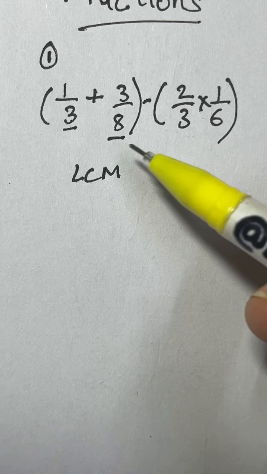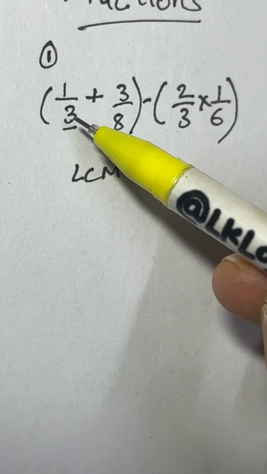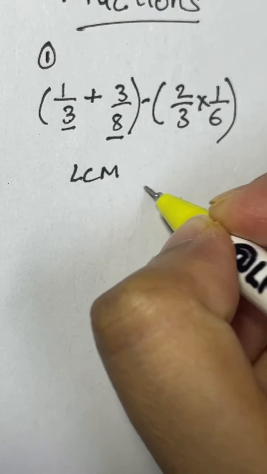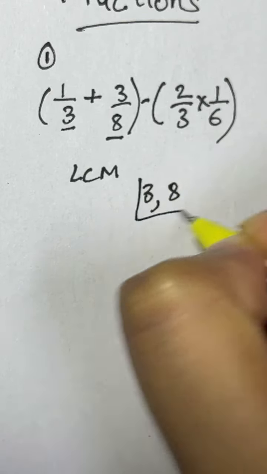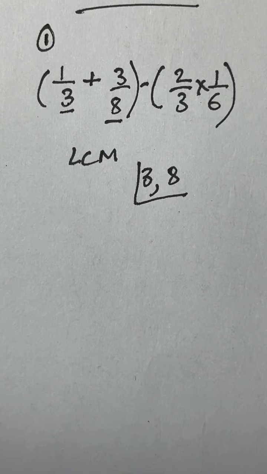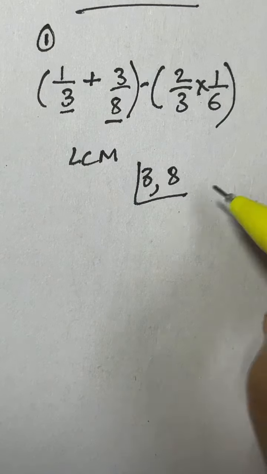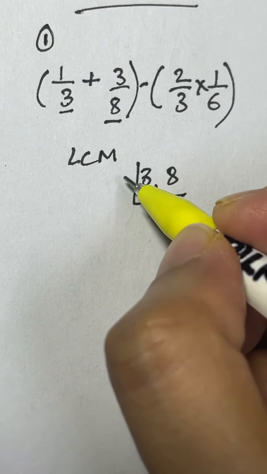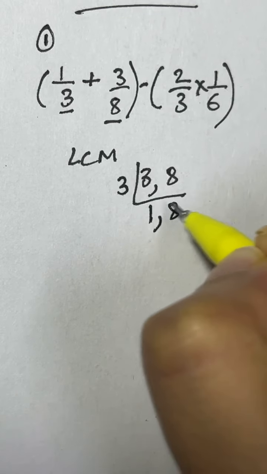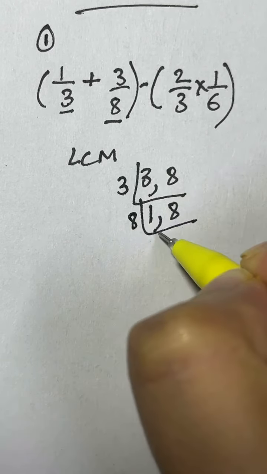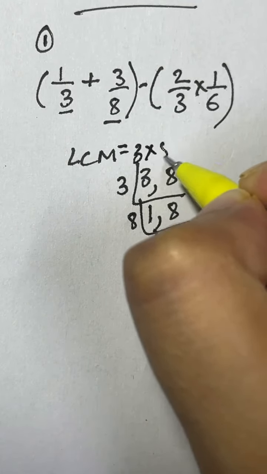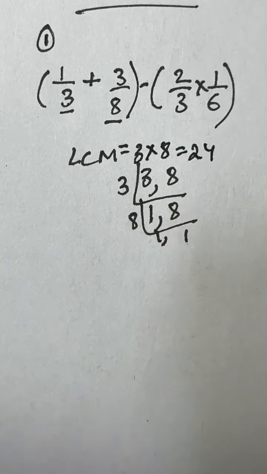Okay, now let's say the multiples of 3. Suppose now you can use the division method also. This is how you can do it. So we have the division line, and then we take the least possible number which is divisible by the numbers here. Suppose we are taking 3 first. 3 ones 3, and you have 8. 8 will go with 8 only. So you have 3 times 8 as the LCM, and that's equal to 24.